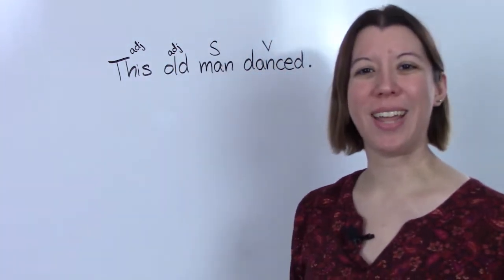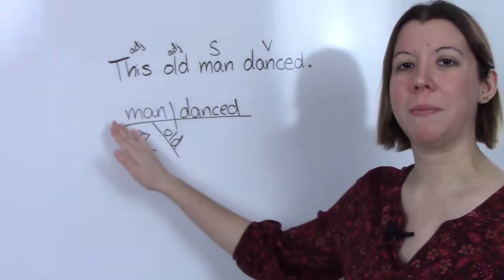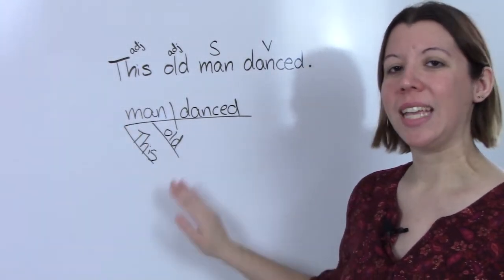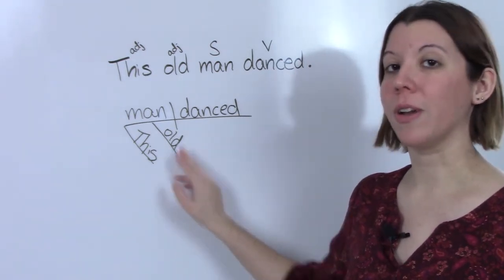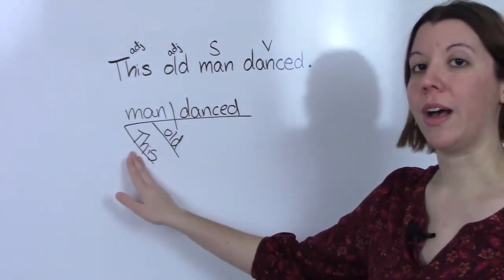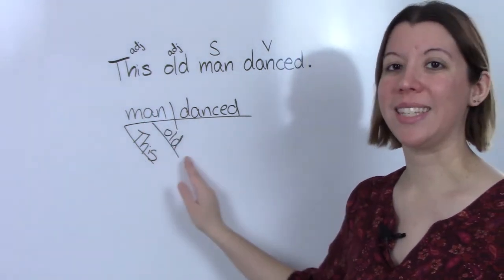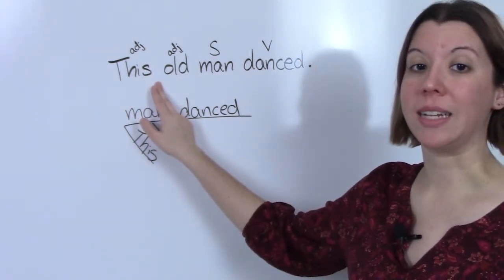And now we're ready to diagram. Here's the diagram for this old man danced. Keep in mind that this and old appear in the same order that they are in the sentence. I don't, for example, put old on the farthest left line and this after it. It goes in the same order that I saw it up in the sentence.